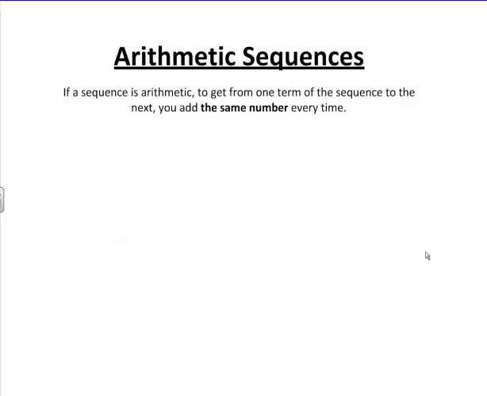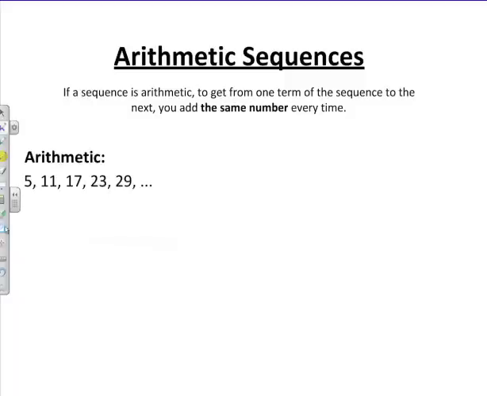The first kind of sequence we're going to talk about is an arithmetic sequence. And if a sequence is arithmetic, to get from one term of the sequence to the next, you're simply going to add the same number every time. So here's a really nice example of an arithmetic sequence. If you take a look at this sequence, you can see that to get from one term to the next, you're adding 6 every time.